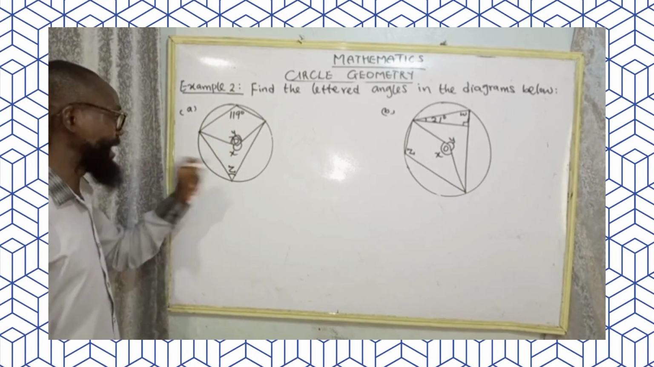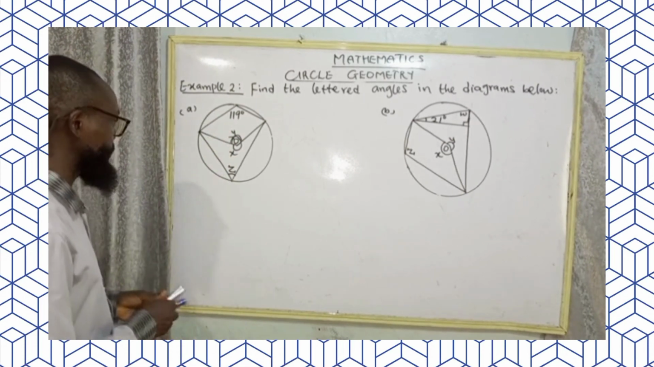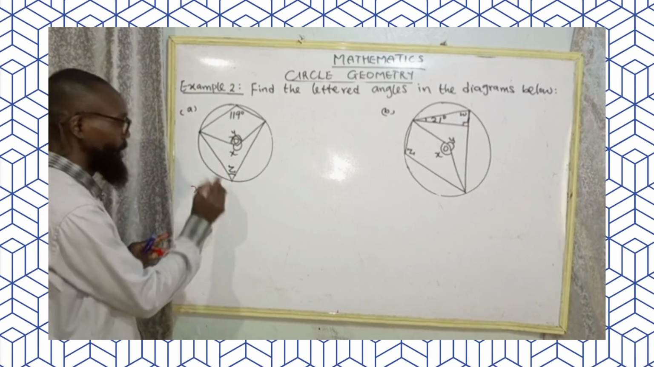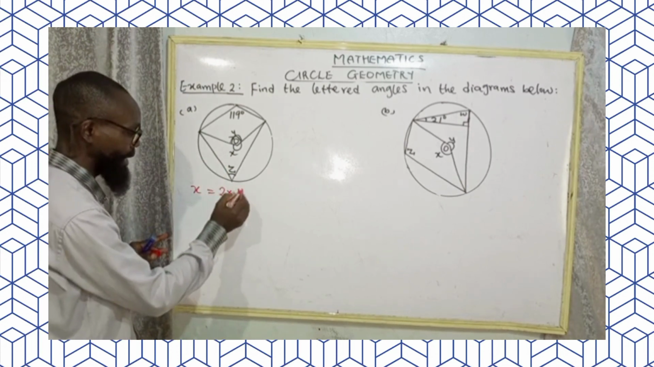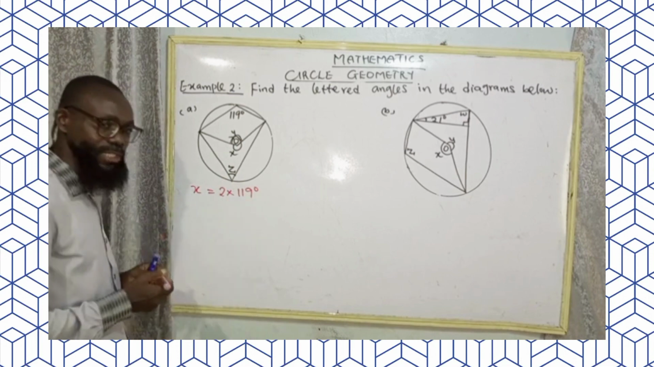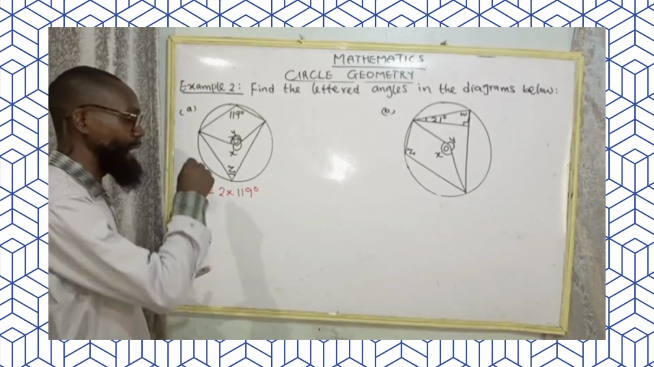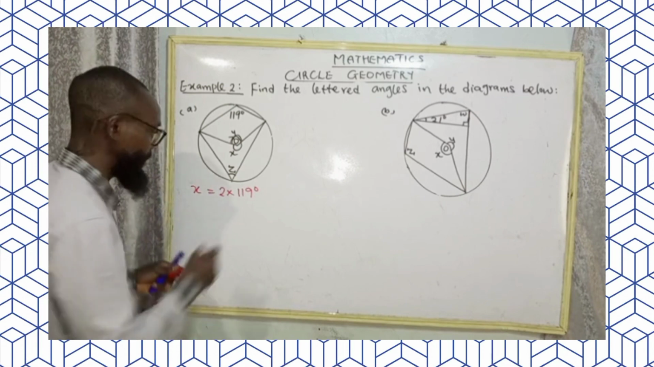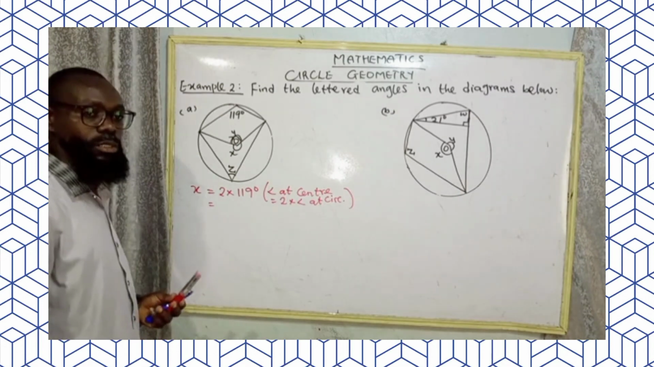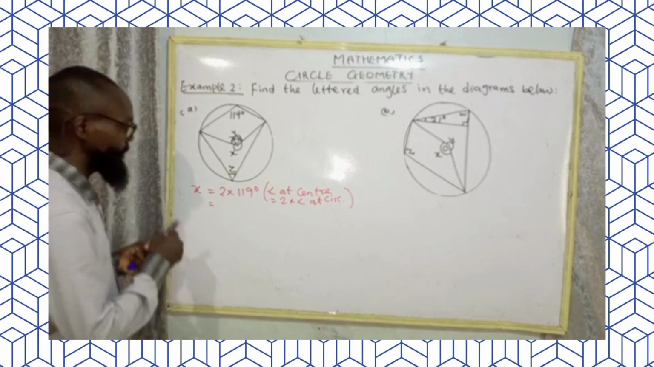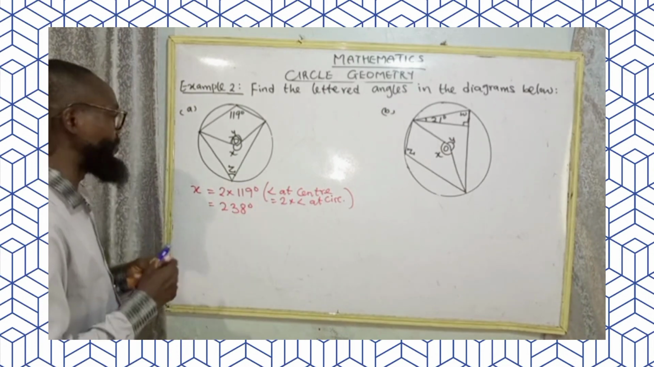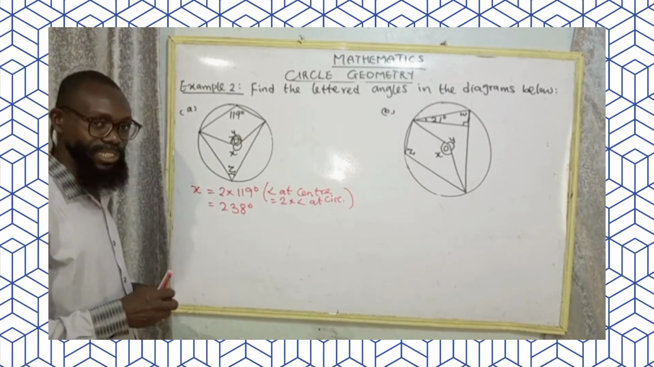So now, I can get the value of my x. My x will equal to 2 multiplied by 119 degree. Reason: angle at center is equal to 2 times angle at the what? Circumference. So the value of x is 238 degree. I've gotten the value of my x to be 238 degree.